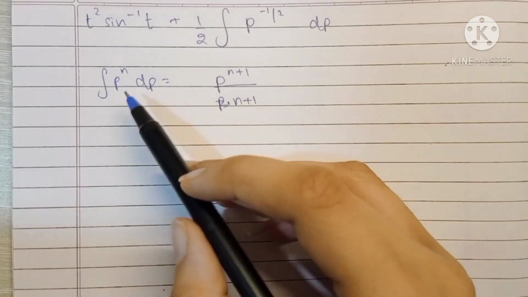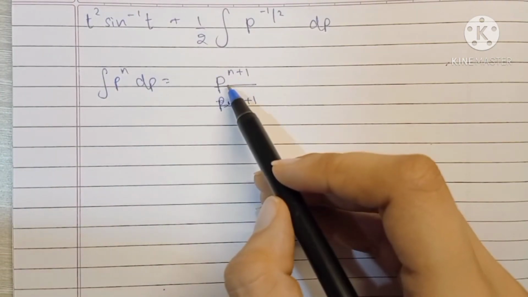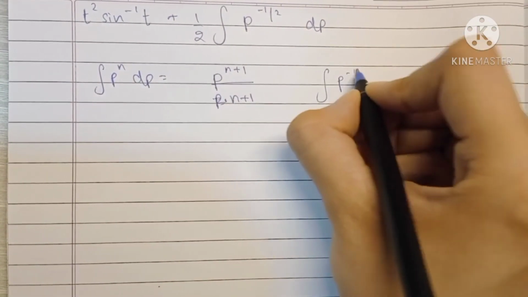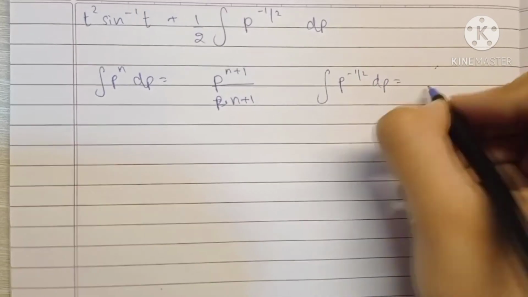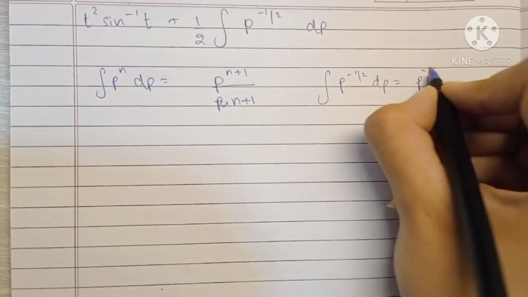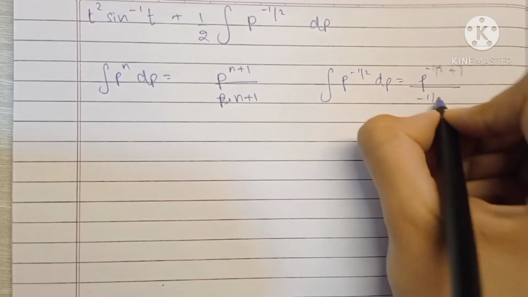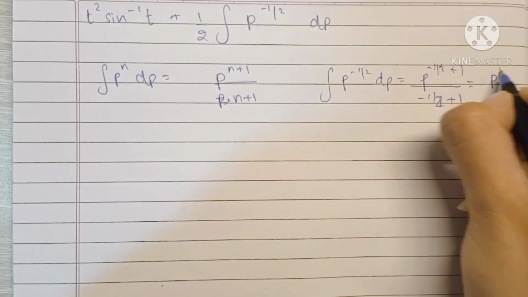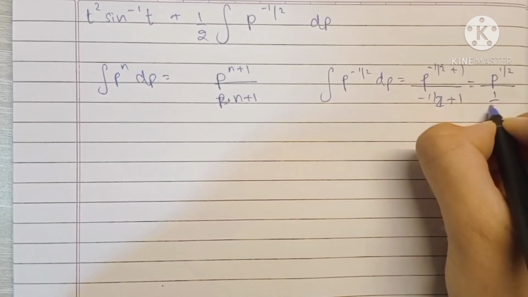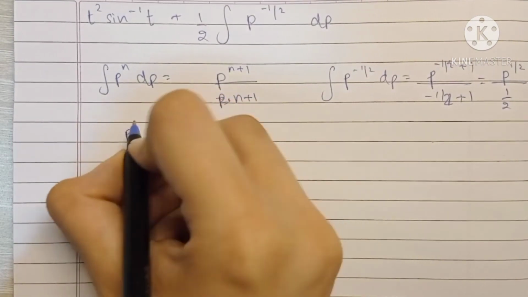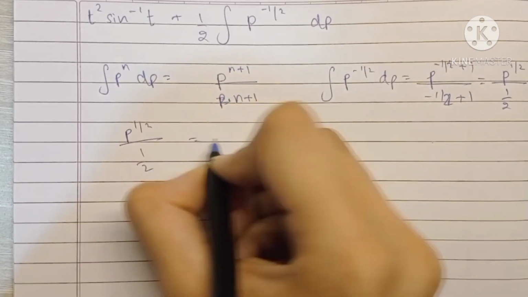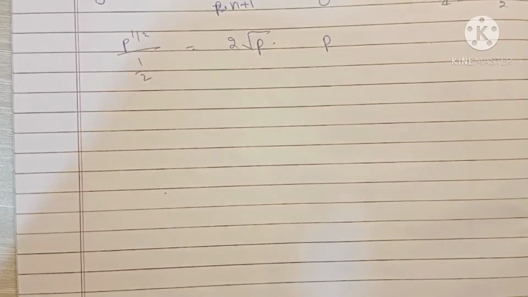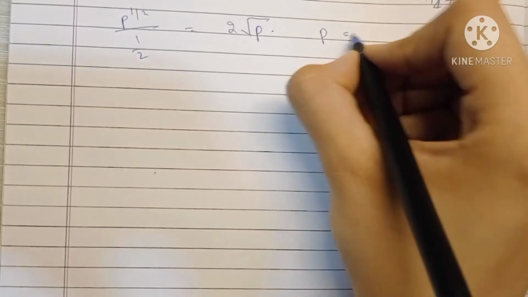And we know that the integral of p raised to n would be p raised to n plus 1 upon n plus 1. So the integration of p raised to minus half is p raised to minus half plus 1 upon minus half plus 1. So this is basically p raised to half upon half. P raised to half upon half is basically 2 root p, and p was 1 minus t square.